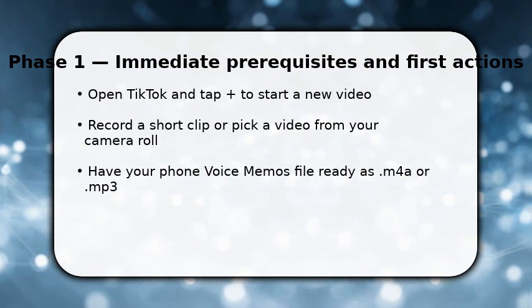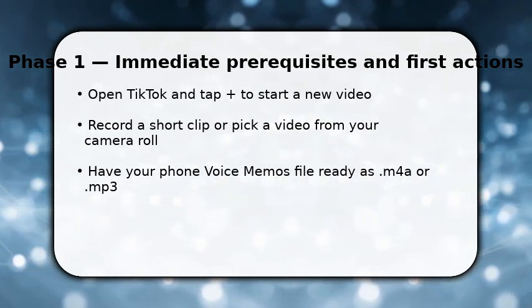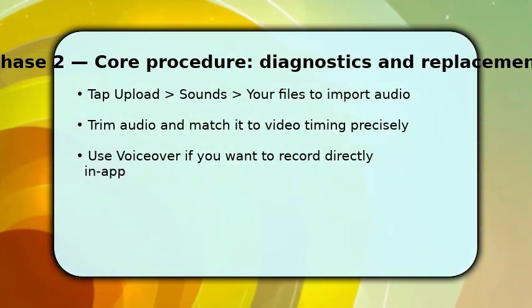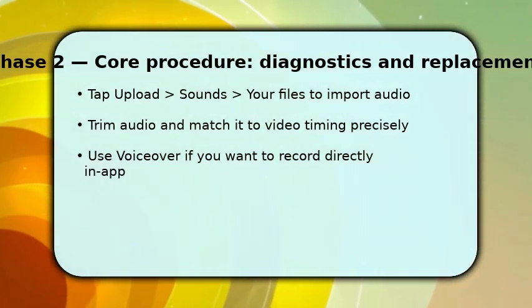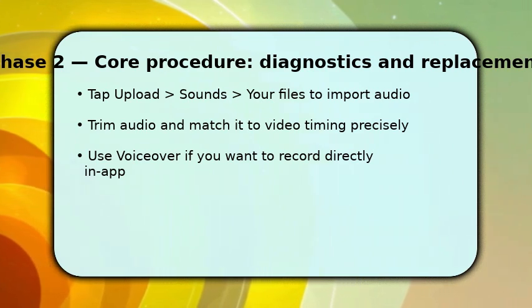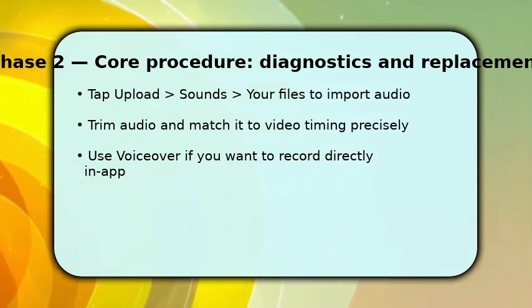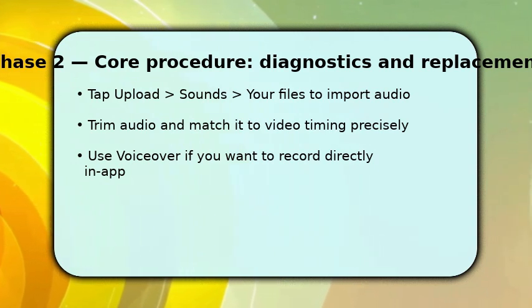Now import and sync the audio. In the editor, tap Sounds or Upload, then choose your saved memo from Files. Trim the clip to the exact segment you need and drag the audio waveform to align with key visual moments. If timing matters, play small sections repeatedly while nudging the audio by fractions of a second.